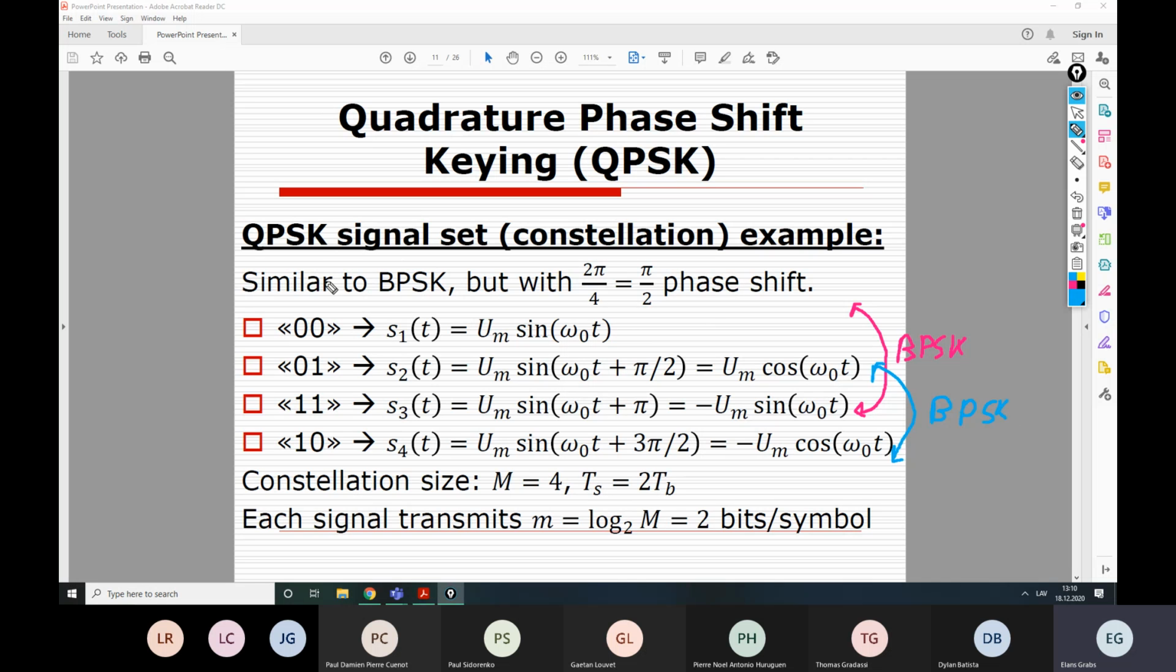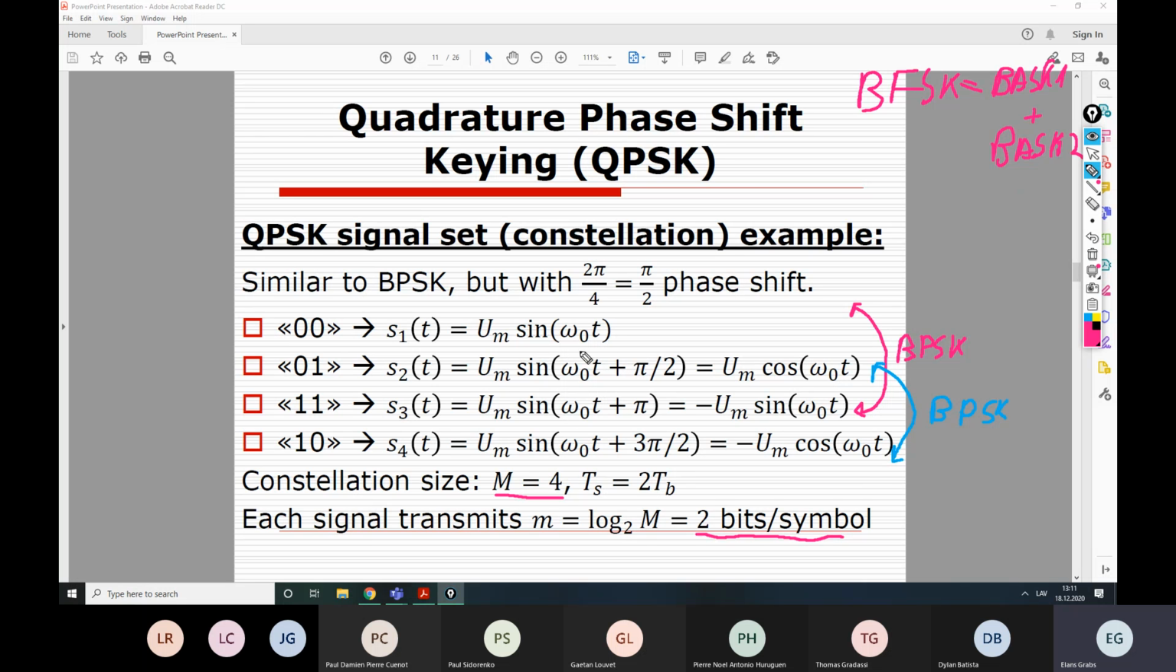So basically, QPSK can be considered to be a superposition of two binary phase shift keyings, in a very similar way as we have considered binary frequency shift keying to be a superposition of amplitude shift keying 1 plus amplitude shift keying 2, right? Now, however, each of these signals contains 2 bits per symbol instead of 1, and there is a total of 4 such signals. However, we are not practically using this method, right?